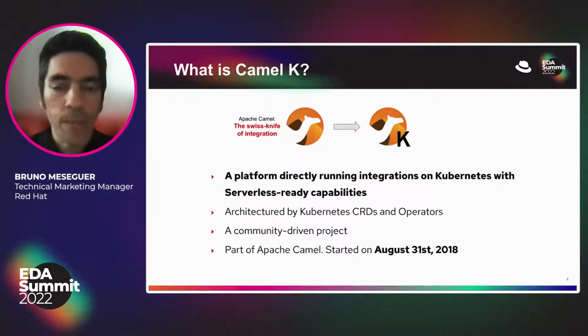So what is Camel K? Camel K is actually a sub-project of the open source community project Apache Camel, well known as the Swiss knife of integration. And Camel K is a platform that directly runs integrations on Kubernetes with serverless-ready capabilities if you have Knative deployed. It is architected around Kubernetes custom resource definitions and operators. If you're not familiar with that, I will try to explain that later.